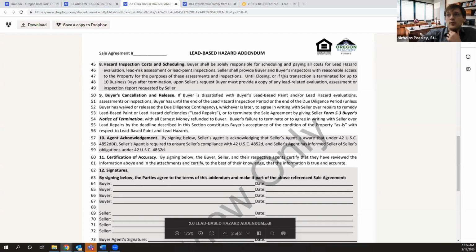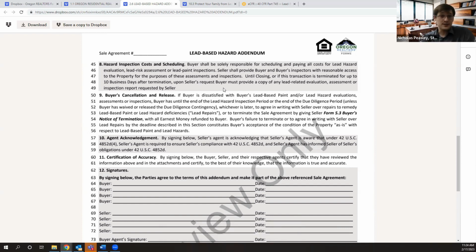Until closing, or if the transaction is terminated for up to 10 days after that, the seller can request these inspection reports. So if the buyer gets a professional to inspect the property, our contract allows that seller, if the buyer terminates, for example, they say, well, my goodness, there's lead here, I'm out. The seller can say, can I get a copy of those reports because I want to fix this before the next buyer comes along and terminates because of lead.